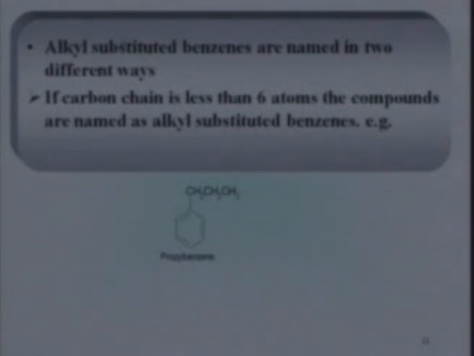The second type of aromatic compounds are alkyl substituted benzenes, which are named in two different ways. When the carbon chain is less than 6 atoms, the compounds are named as alkyl substituted benzene. This is a propyl group, and this is benzene, so we will call it propyl benzene.